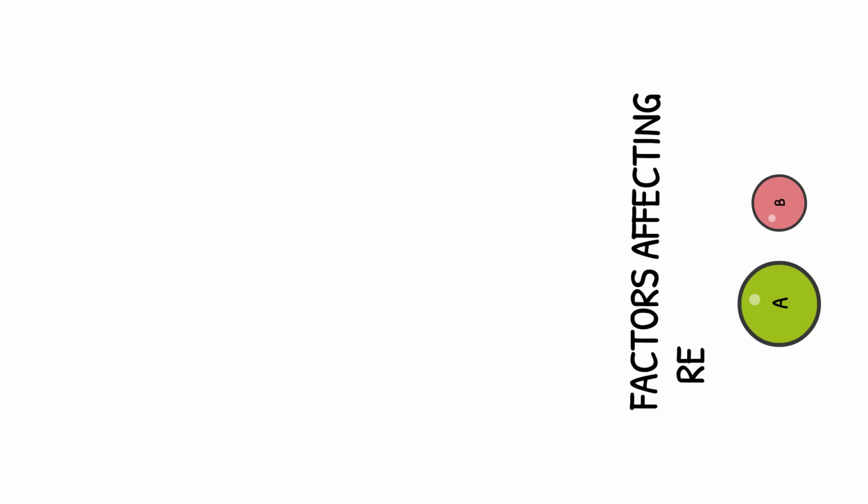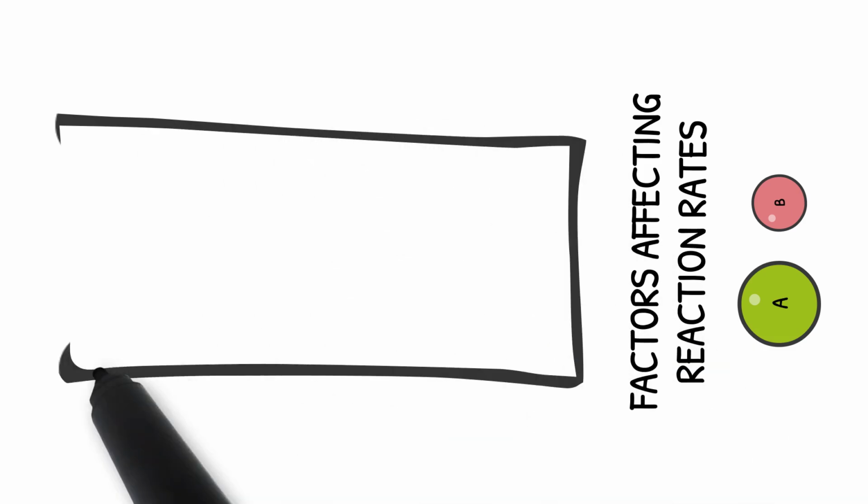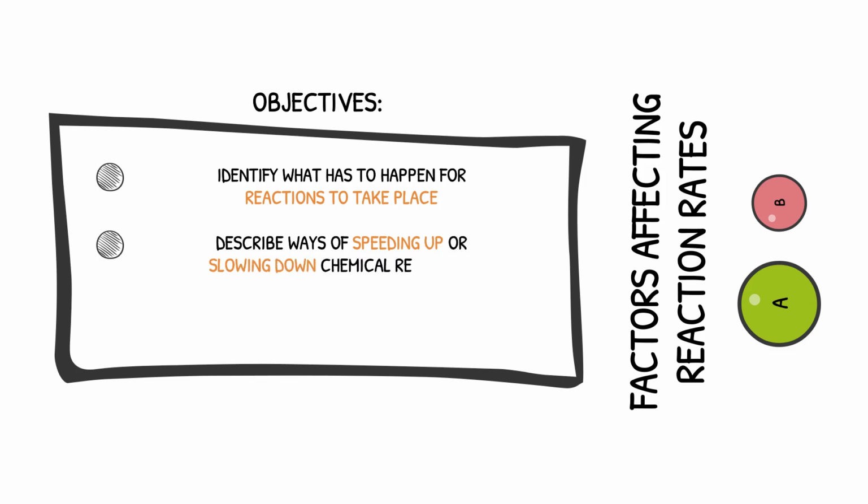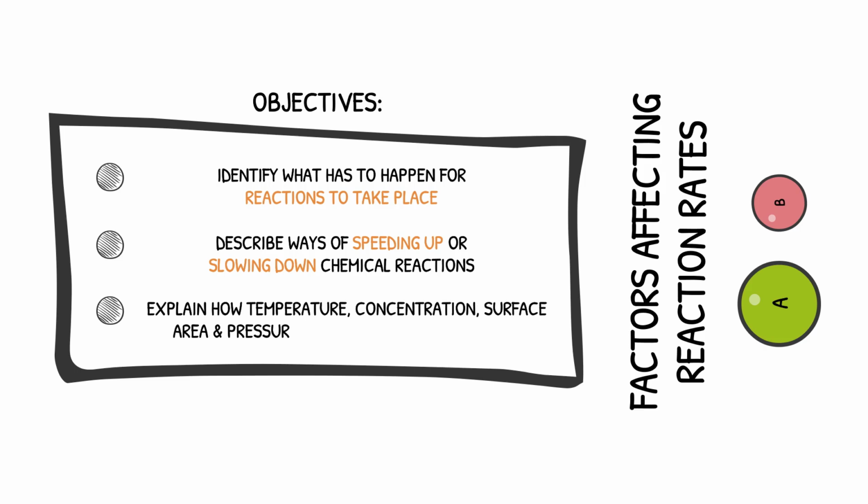In this video, we are looking at the factors affecting reaction rates. By the end of this video, you should be able to identify what has to happen for reactions to take place, describe ways of speeding up or slowing down chemical reactions, and explain how temperature, concentration, surface area, and pressure affect the rate of reaction.